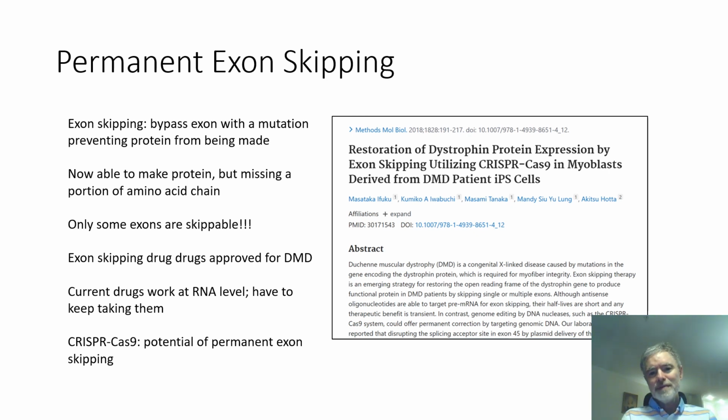Okay, and the way you do that is, well, I skipped over the slide, but basically you either erase or, for the current RNA drugs, you mask the nucleotide sequences marking the beginning and ending of certain exons. So then when the cell starts doing the splicing, it doesn't recognize that this portion of DNA is actually an exon. So it just skips over it.